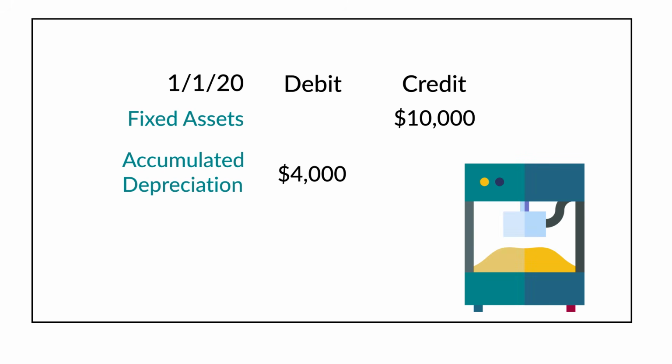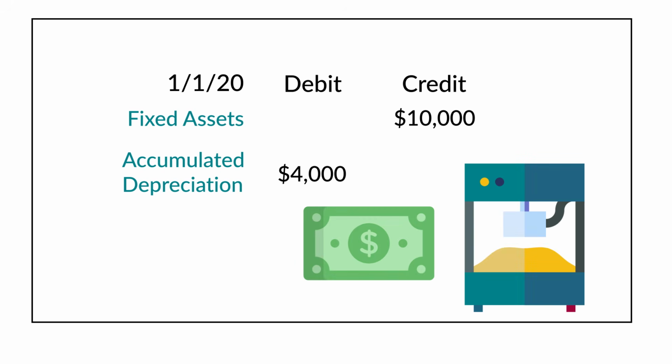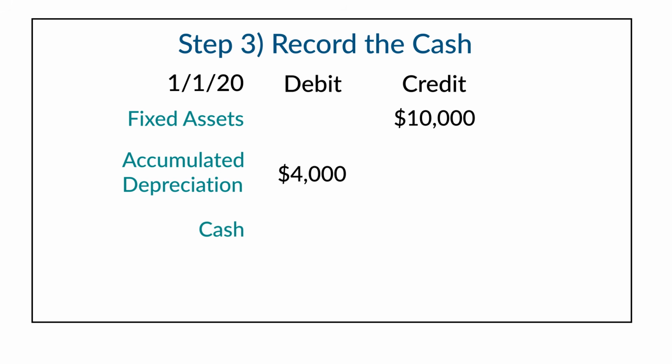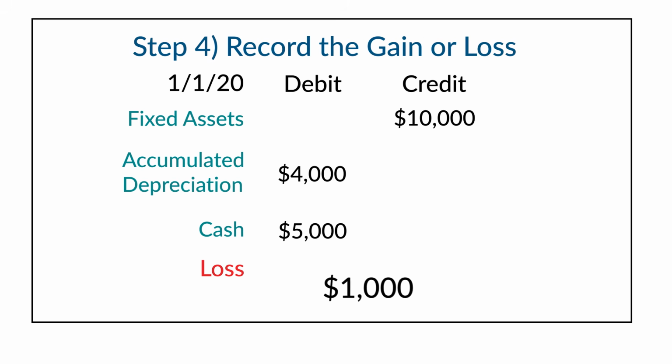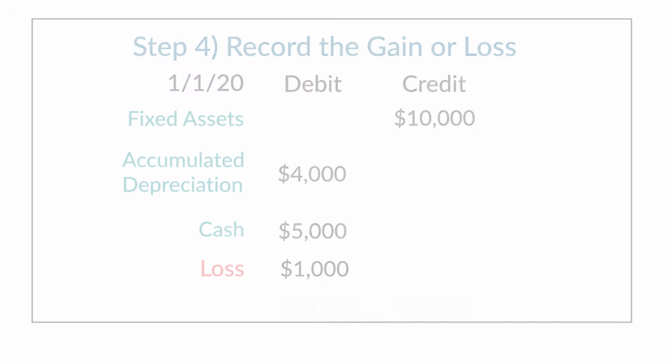What are we getting for selling this popcorn machine? Cold, hard cash. So let's knock out step 3 and record the cash. Let's say we received $5,000 in cash for selling our popcorn machine. So we debit cash for $5,000. So now our debits total $9,000 and our credits total $10,000. It doesn't balance. Where does that final part of the entry come from? It's a loss of $1,000. We record a debit for a loss of $1,000, and now our entry balances.